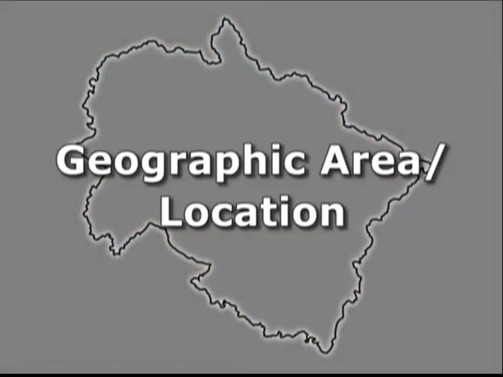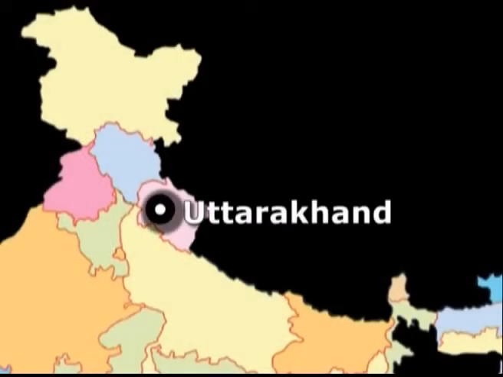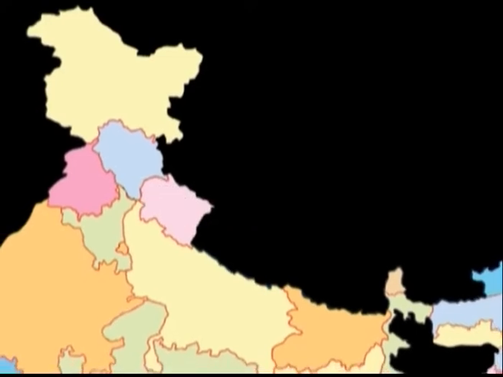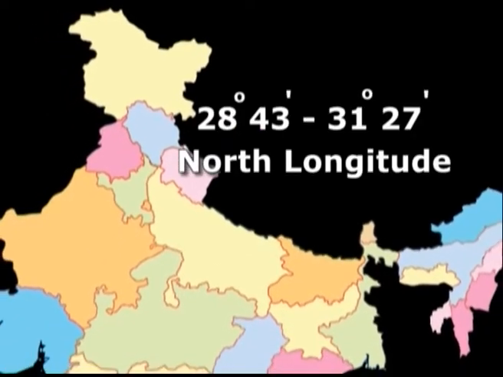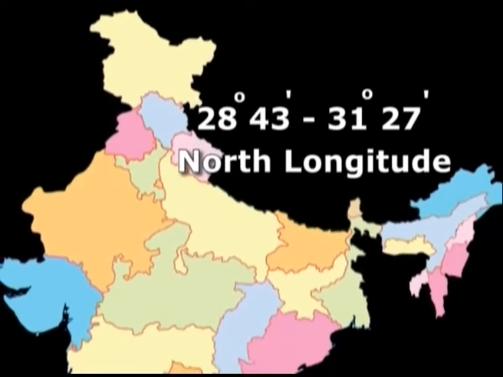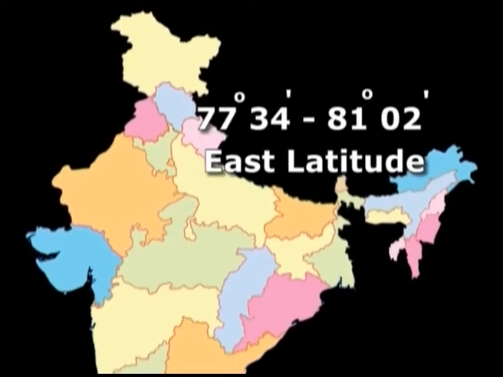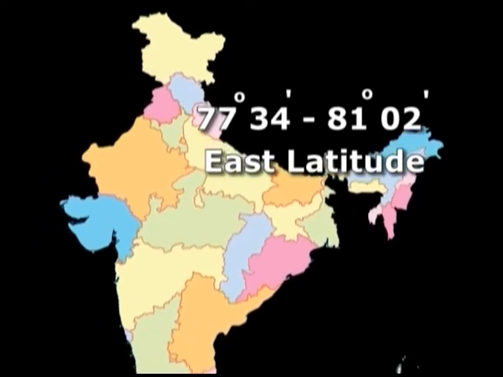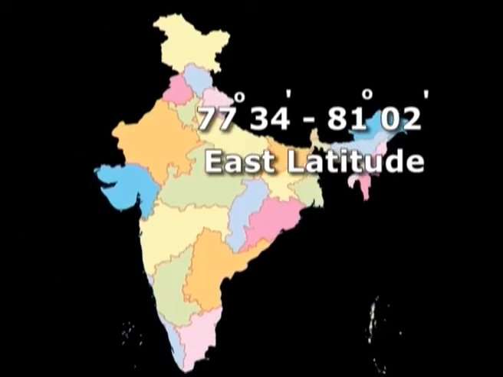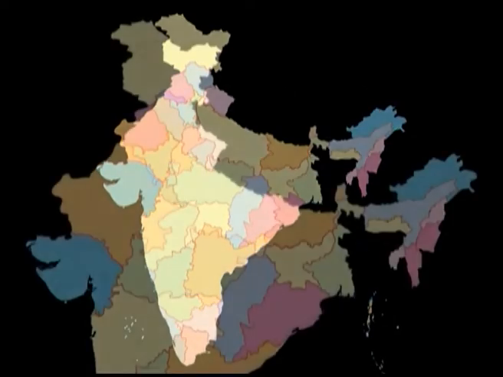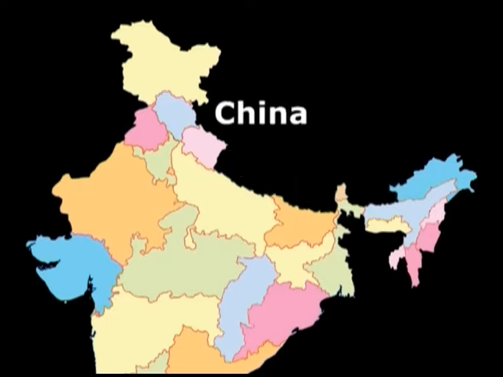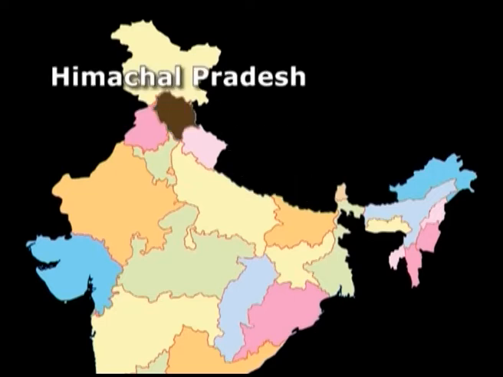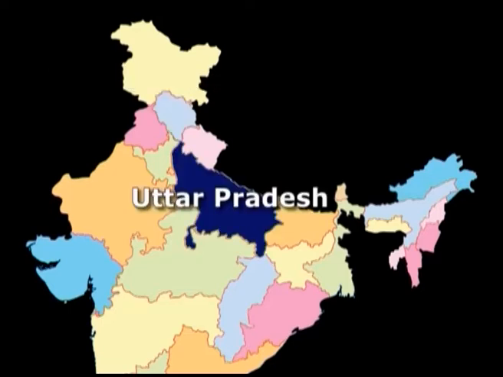Geographic area, location. Uttarakhand is located in the northern part of India. Uttarakhand extends from 28 degrees 43 minutes to 31 degrees 27 minutes north longitude and 77 degrees 34 minutes to 81 degrees 02 minutes east latitude. Uttarakhand is surrounded by Nepal in the east, China in the north, Himachal Pradesh in the west and UP in the south.